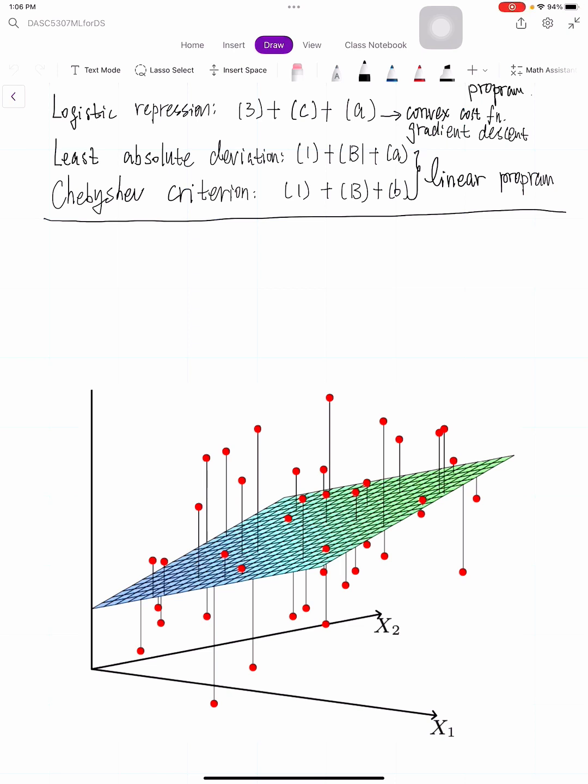Okay, so in this short video, we are going to talk about the first classical regression model. It is called linear regression by the least squares method.